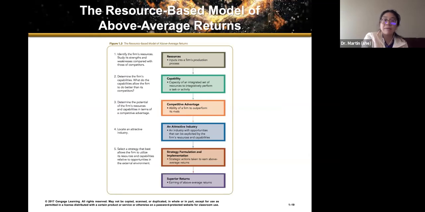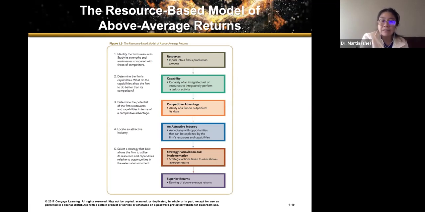So when we're talking about the resource-based model of above average returns, we're talking about looking at the capability of an integrated set of resources to integratively perform a task or activity. So when you put together your people and their know-how with the robotics at your organization, can you make something faster? Can you make it better?